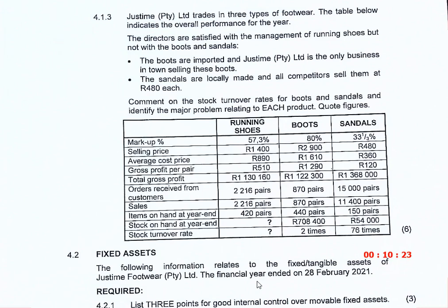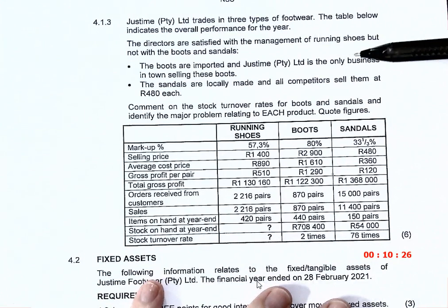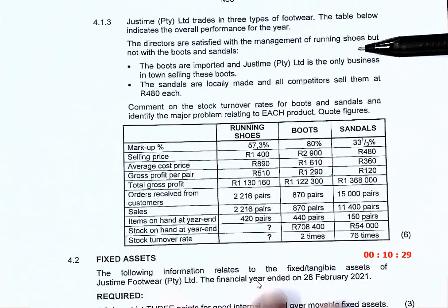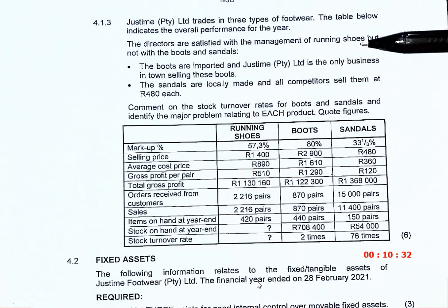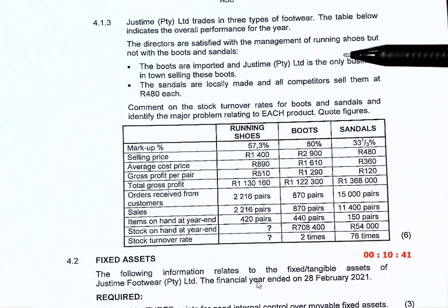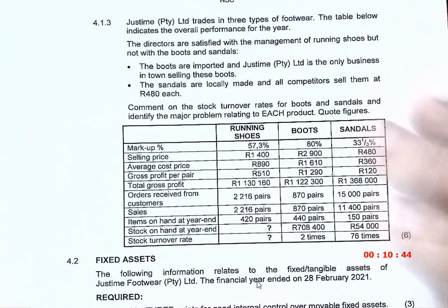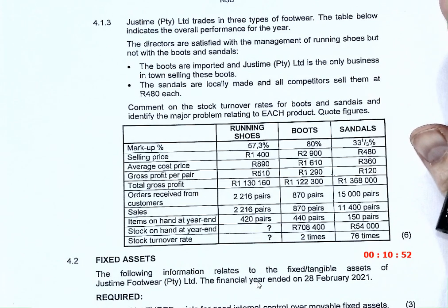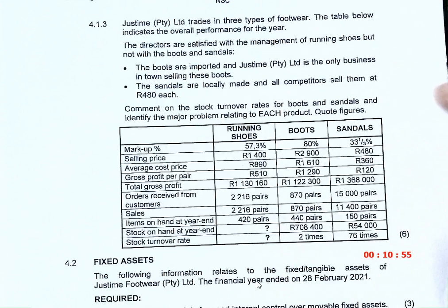Justine trades in 3 types of footwear. The table indicates the overall performance for the year. The directors are satisfied with the management of running shoes, but not boots and sandals. The boots are imported, and we are the only business who sells it. The sandals are locally made, and all competitors sell them at $4.80. So can you see each one has got 2 points that they already give you. Comment on the stock turnover rates for boots and sandals, and identify the major problem relating to each product.